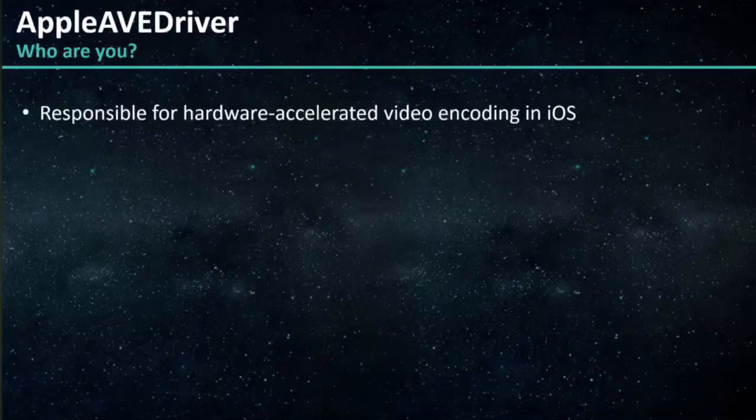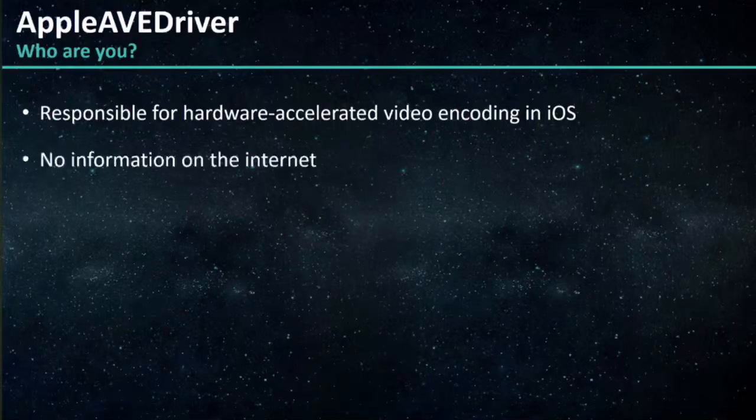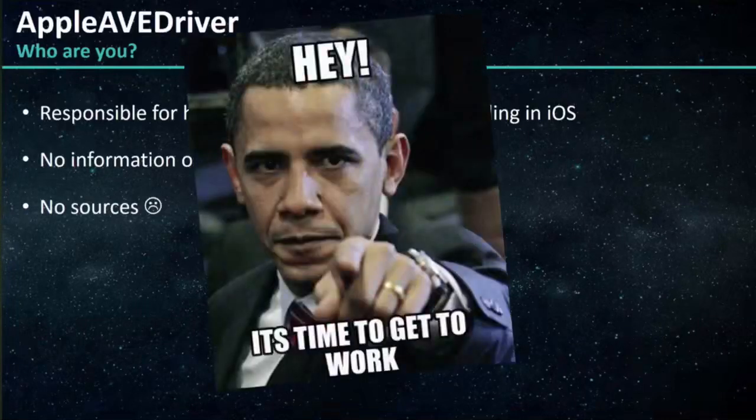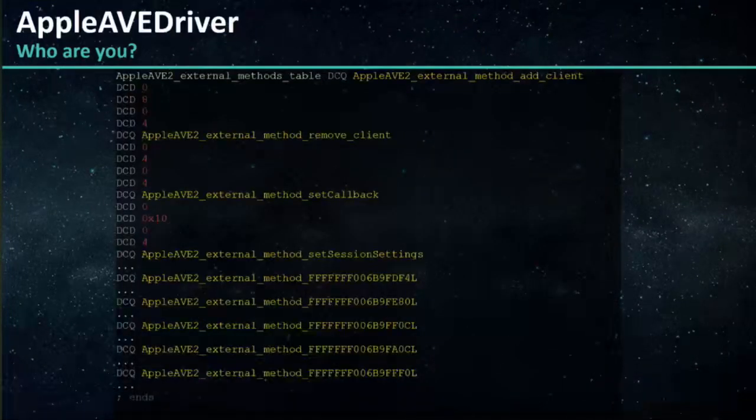So now, what is Apple AV driver? Apple AV driver is responsible for hardware accelerated video encoding in iOS. It's not available on iOS 6, unfortunately. There is absolutely no information or documentation about it on the internet. And unfortunately, like most of the iOS drivers, there is no source code, which means that I had to reverse engineer it. So here's the table of the external methods of Apple AV driver. I just removed the properties of every function so it fits into one slide.